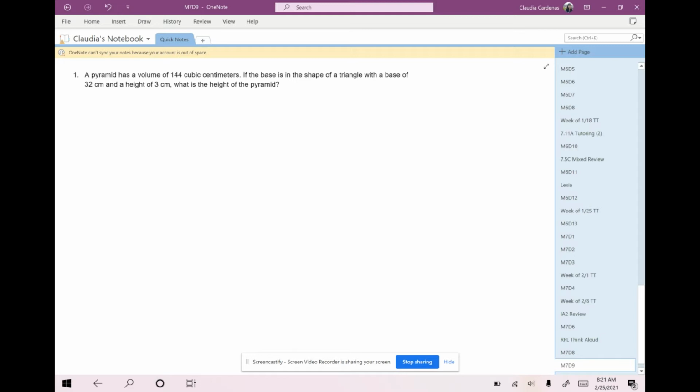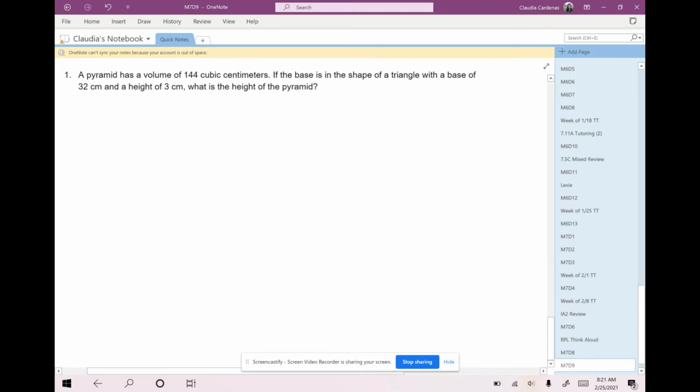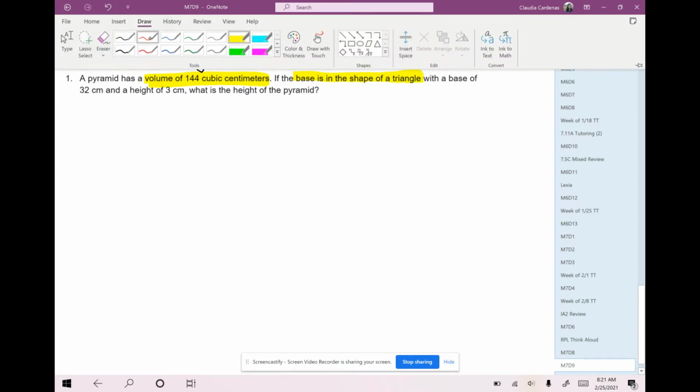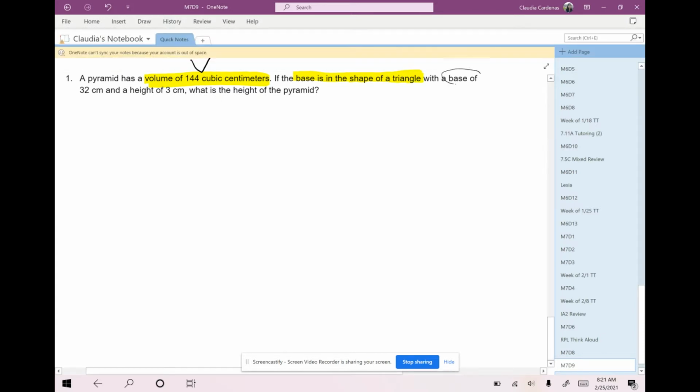Well, let's read this one more time to see what has been given to us. I see that a pyramid here has a volume of 144 cubic centimeters. So they already gave us the volume, so let's write that down on our paper. V for volume. Then they said that the base is in the shape of a triangle. So we're going to start picturing that the base is a triangle and that this triangle itself also has a base of 32 centimeters and a height of 3 centimeters.